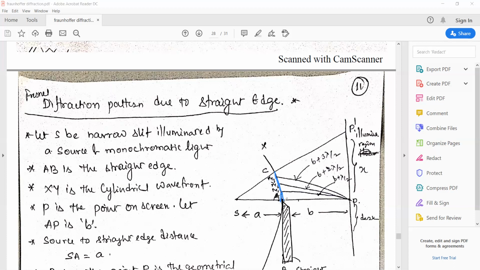We know that the distance from the point to M1 will be B plus lambda by 2. Why lambda by 2? Each zone differs by a path difference of lambda by 2. That's why B is the path, plus a path difference of lambda by 2. From the first to the second, B plus 2 lambda by 2. Second to third half period zone, B plus 3 lambda by 2, and so on. For the nth half period zone, B plus n lambda by 2.